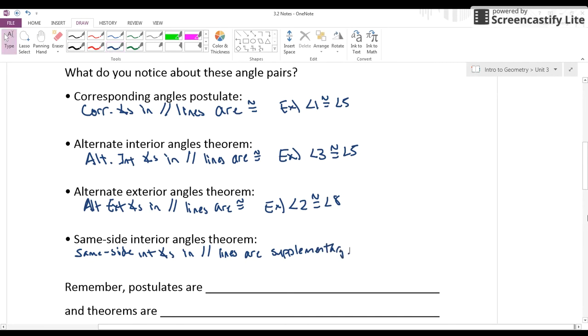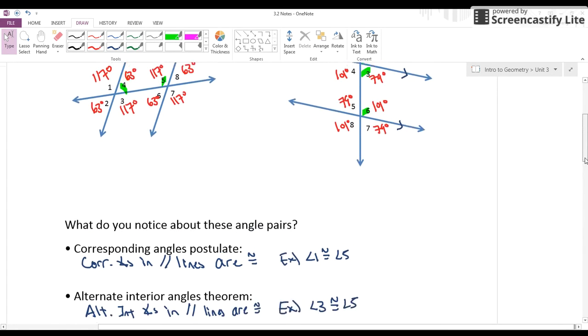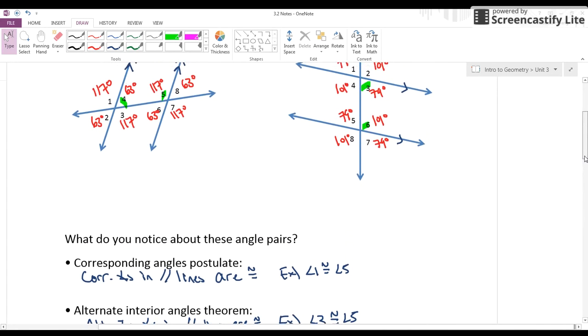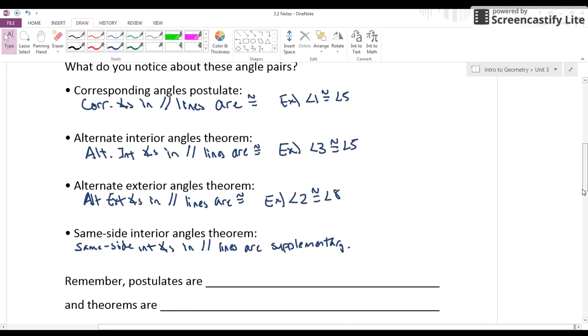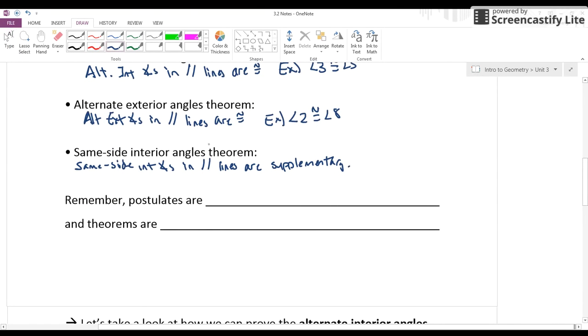Right? Same side interior angles and parallel lines are supplementary. So going back to look at those diagrams, again, angles 3 and 6 and angles 4 and 5 in both diagrams would be examples of this. So if you're given that diagram or given the information we have same side interior angles, you'd be saying here, for example, angle 3 and angle 6 are supplementary angles, right?